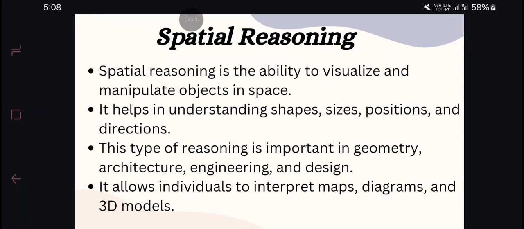Next is spatial reasoning. So spatial reasoning is the ability to visualize objects and understand their position in space. It also helps us to imagine the shape, size and movement of an object. This type of reasoning is important in geometry, architecture, engineering and design. For example, reading a map or understanding a diagram involves spatial reasoning. It allows individuals to interpret maps, diagrams, and 3D models. It also helps us to solve problems related to shape and physical structure more effectively.